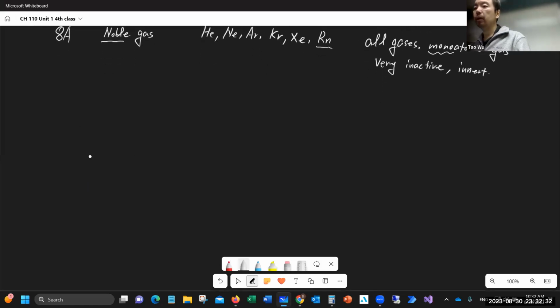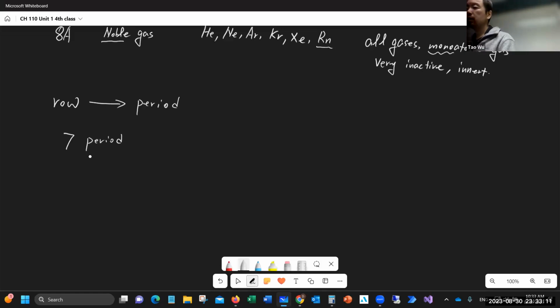And now we're talking about the periods, or the rows. Rows in the periodic table are called periods. In total we have seven periods. Although the first period only has two elements, hydrogen and helium, it is still one period. Then it goes down: 1, 2, 3, 4, 5, 6, 7. So in total we have seven periods.